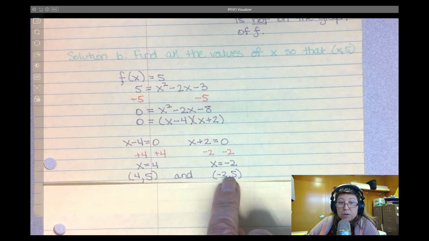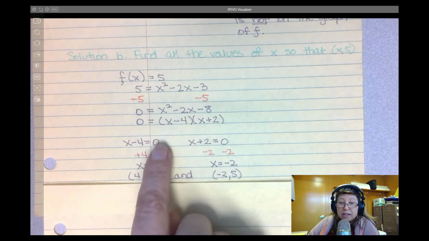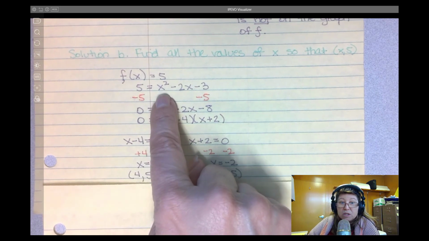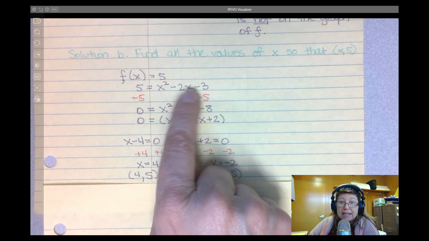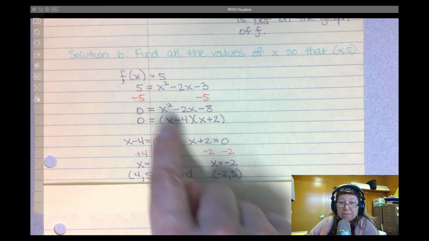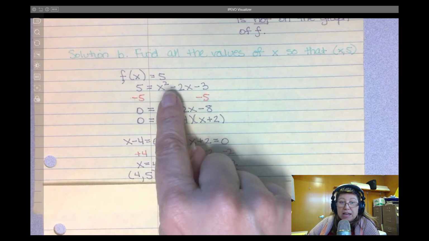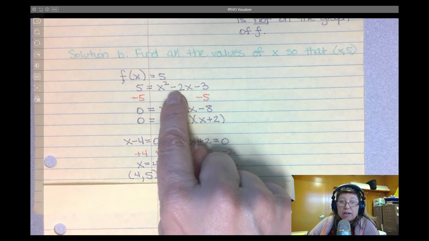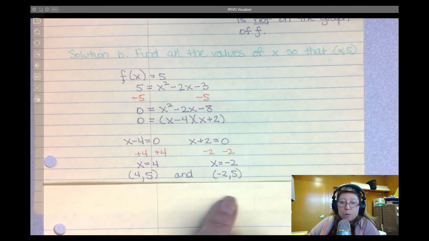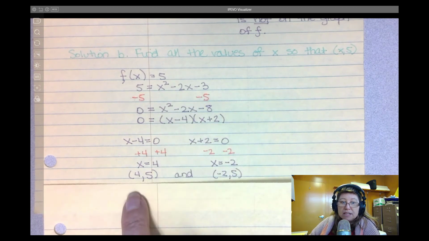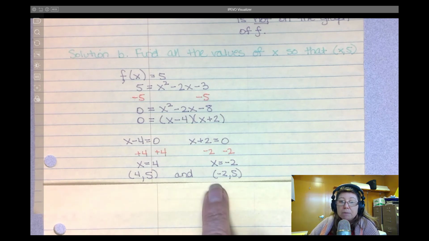You can plug those in and double check. Okay, so let me try 4. 4 squared is 16 minus 2 times 4, which is 8. So 16 minus 8 is 8. 8 minus 3 is indeed 5. Let's try negative 2. Negative 2 squared is 4. So 4 plus 4 is 8 minus 3 is 5. So both of those answers work. I plugged in the 4, it popped out a 5. I plugged in a negative 2, it popped out a 5.